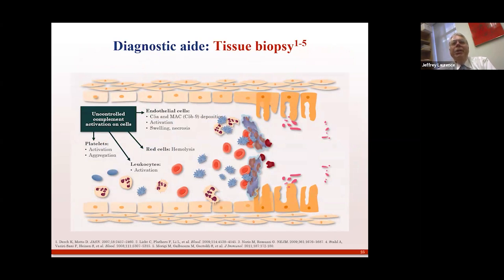If this were TTP, there should be no inflammatory component. If this were HUS, there should at least be some monocytes and some polys. And if you're going to stain for something, if this were TTP, you might stain for those von Willebrand multimers. If this is HUS, we stain for the membrane attack complex, C5b9.